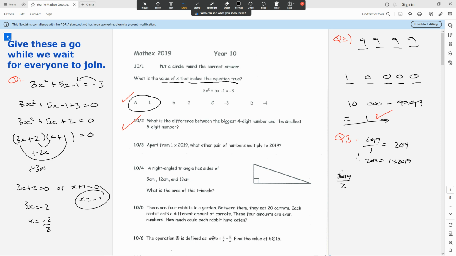2019 divided by 2, not possible. Is 2019 divisible by 3? Yes, it is. It gives 673. So therefore, 2019 will equal 673 times 3. The other pair looks like the first one we got. There might be another one, who knows, right? But for now, to save time, that's the answer.